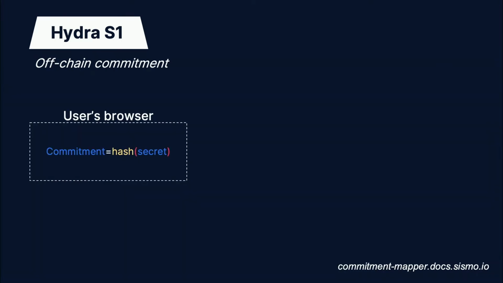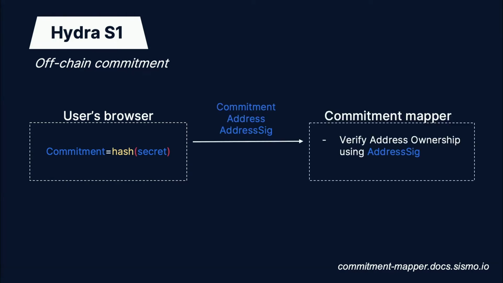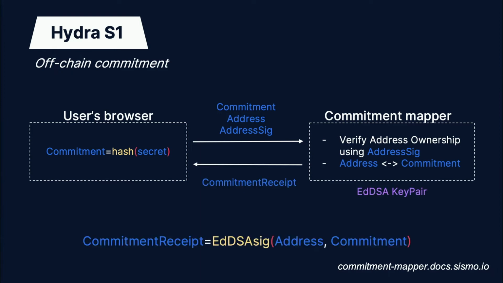So now the off-chain commitment, how it works. So in his browser, the user just takes a secret and hashes this secret to have a commitment. He will then send this commitment along with an address and an address signature to prove that he owns this address. The off-chain commitment mapper will map the address and the commitment in a KV store, basically. And you can have only one commitment for one address, otherwise it throws. If all is good, the commitment mapper will send back a commitment receipt, which is an EDDSA signature of the address and the commitment.